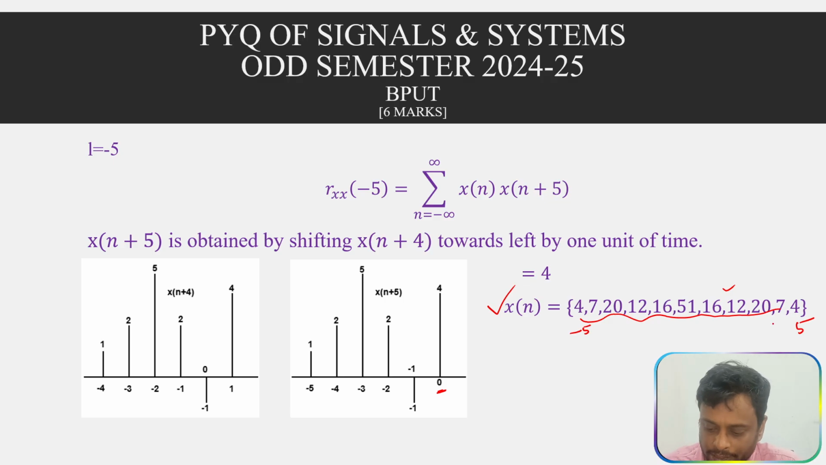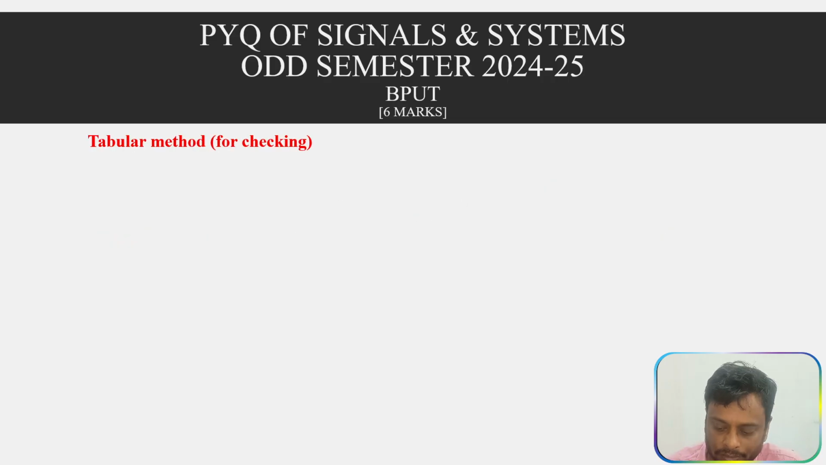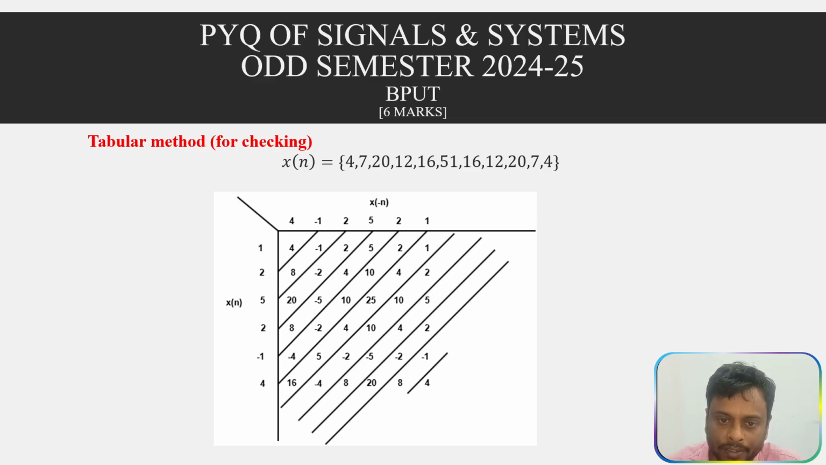Okay. So let us check whether our answer is correct or not. We can write here x of n, and we can write here x of minus n. Then we can multiply this. So we can multiply this with this one. 1 is multiplied with this one. Then 2 is multiplied with the whole thing. 5 is multiplied with the whole thing.